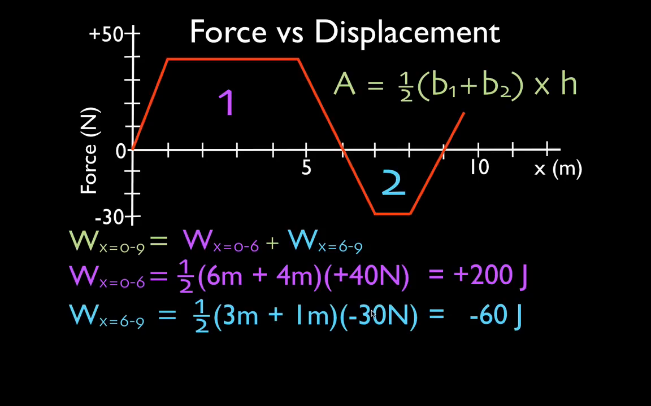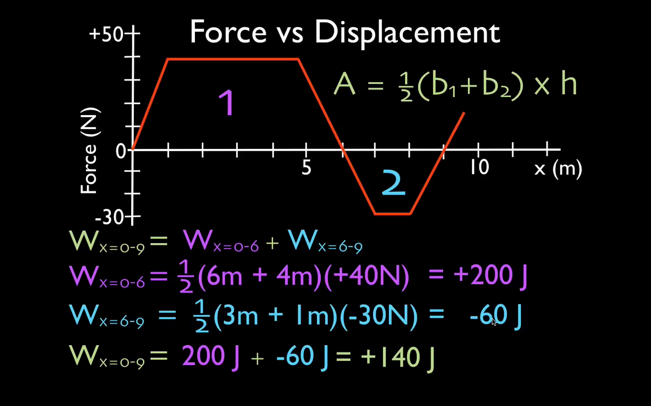Now, to get the total amount of work done by the force on the object, we have to add up the areas. It's important to remember that sometimes the work is positive, and sometimes the work is negative. Positive work means it's work generally being done by a force that's acting in the direction of the motion, and negative work generally occurs when a force, the net force, acts opposite the direction of the motion of the object. We just add those two up, 200 plus minus 60, and we get that the work done on the object by that variable force is 140 joules.